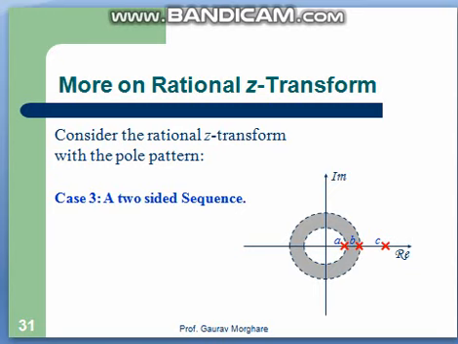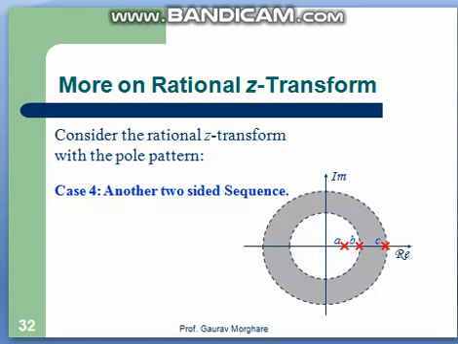For a two-sided sequence, the value lies between a and b. For another two-sided sequence, here the value lies between b and c.